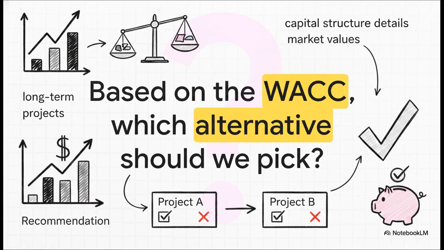Then you might have to compare the net present value of Project A versus Project B against that WACC hurdle rate. But your final answer, it is not a percentage. Your final answer is a definitive recommendation. You literally have to say, choose Project A because its return exceeds the cost of capital. You have to make the actual business decision.